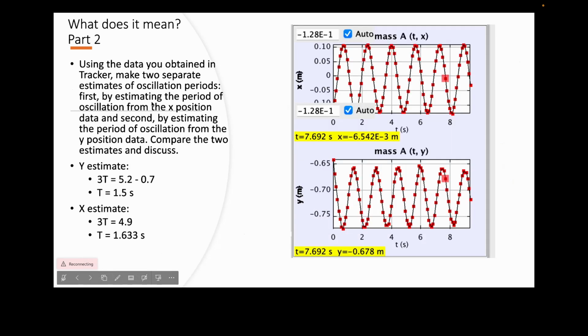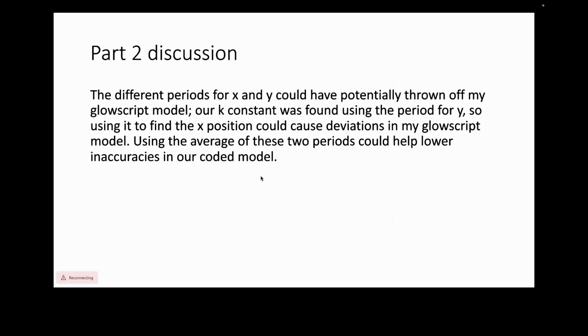In part 2, it's asking us to find 2 separate estimates of the oscillation periods, one for x and one for y, which I found here using 3 oscillation periods for x and y. Now, the different periods for x and y could have potentially thrown off my GlowScript model. Our k constant was found using the period for y, so using it to find the x position could make slight deviations in my GlowScript model compared to the experimental. Using the average of these 2 periods could help lower inaccuracies in our coded model.